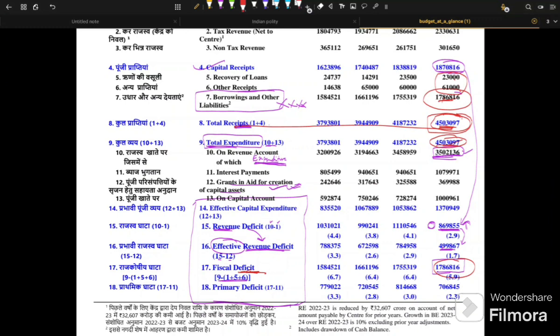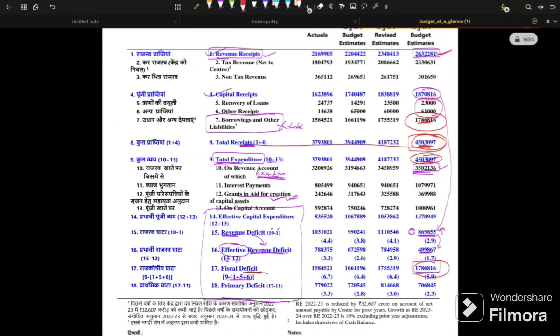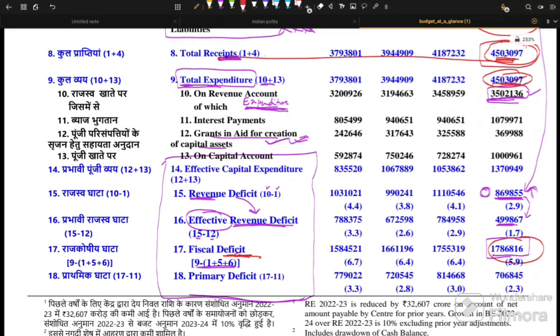or anywhere else. Okay, what does it indicate? The actual borrowing of the government. If you see the numbers, both are the same. What does it indicate? Then we can simply say it is the actual borrowing of the government in the year to meet the expenditure. Okay. Then what is the primary deficit?